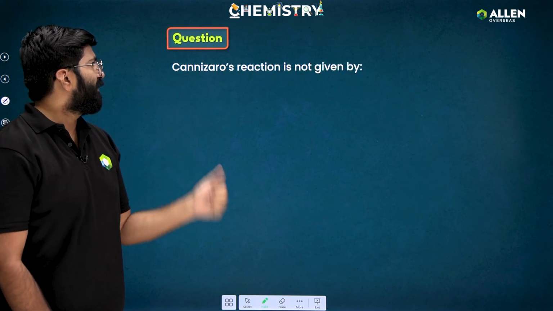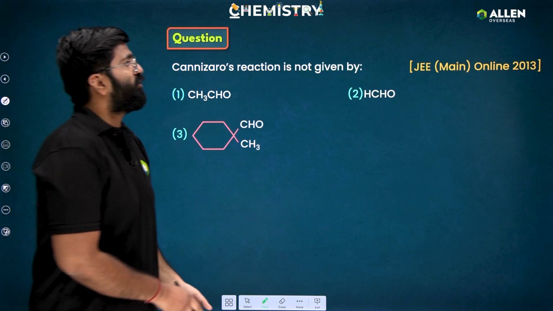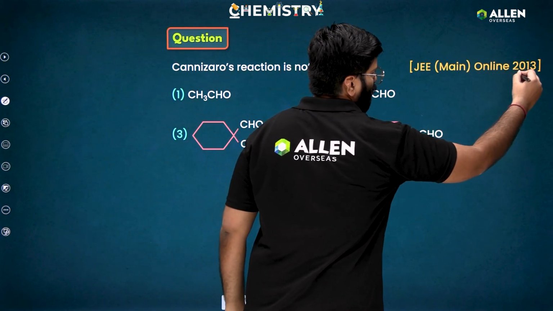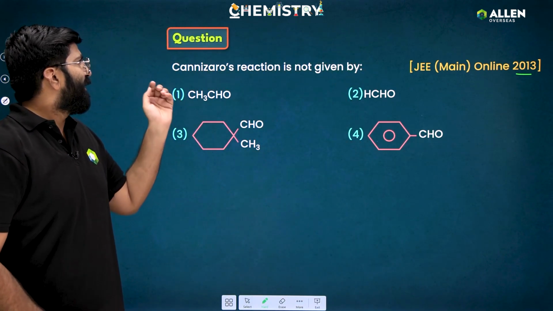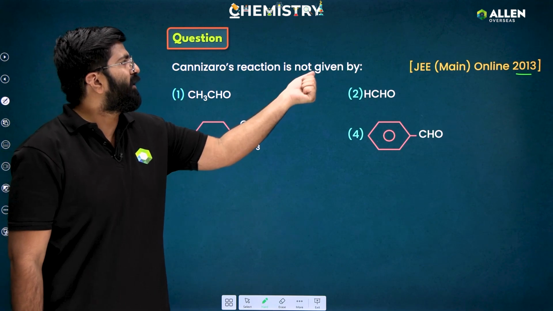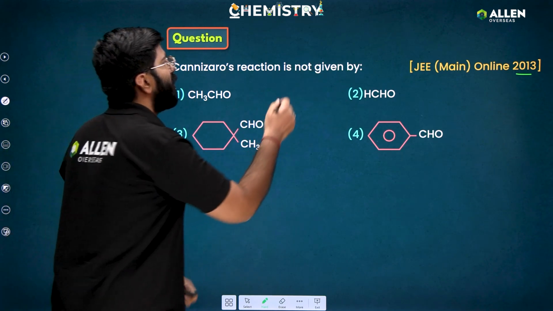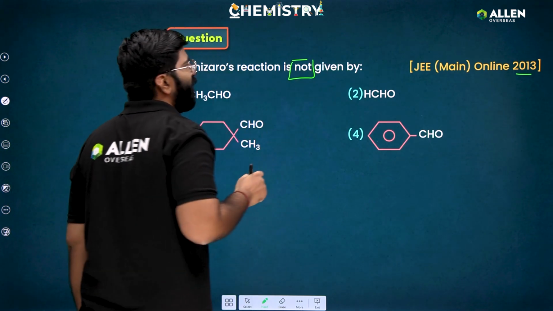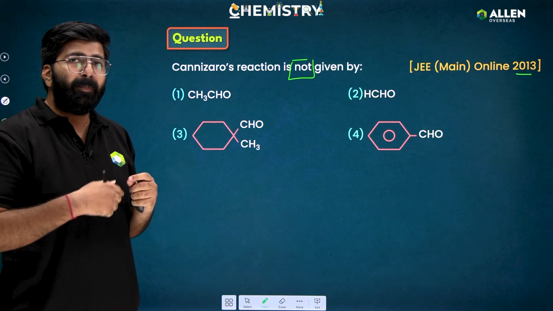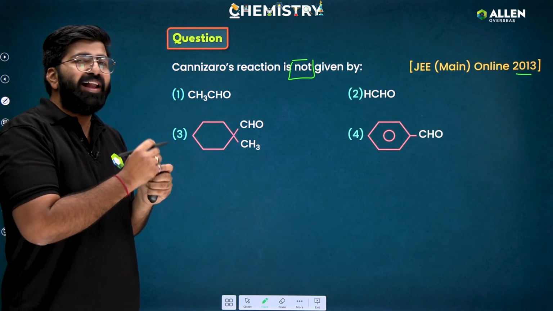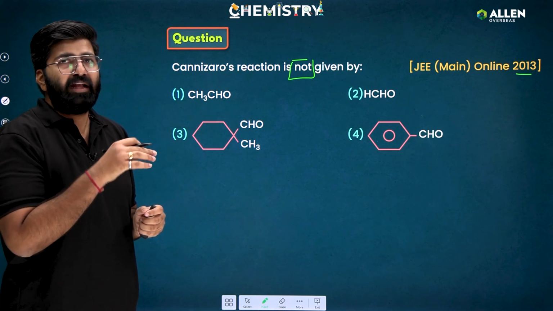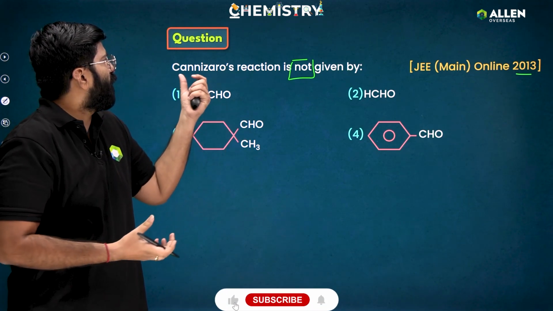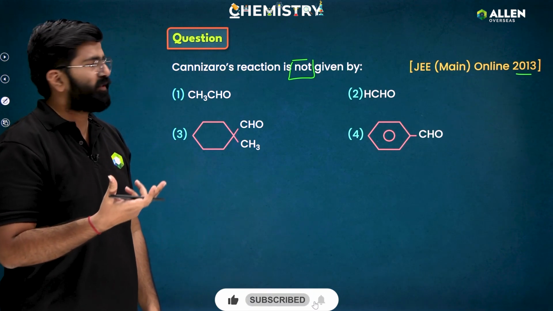Now let's see a question, and this is your JEE Mains 2013 question. What does this question say? Cannizzaro's reaction is not given by. Over here, the words not given by are important. It is actually given by those which do not have alpha hydrogen. So if an alpha hydrogen is present, it means that type of molecule is not going to give Cannizzaro's reaction. So just see that part.